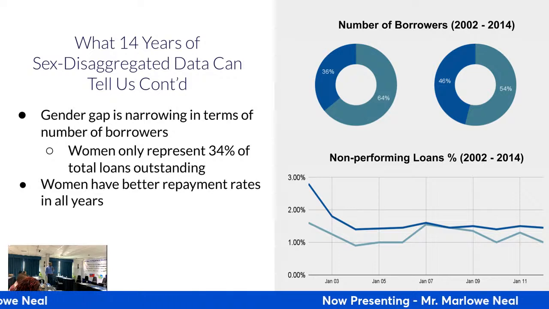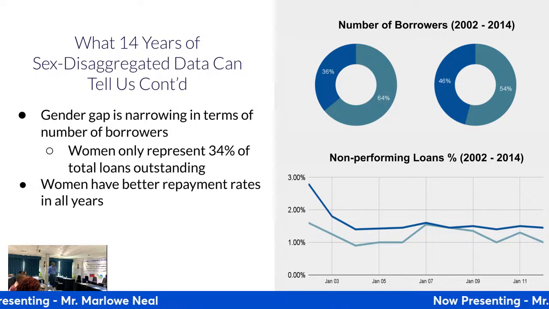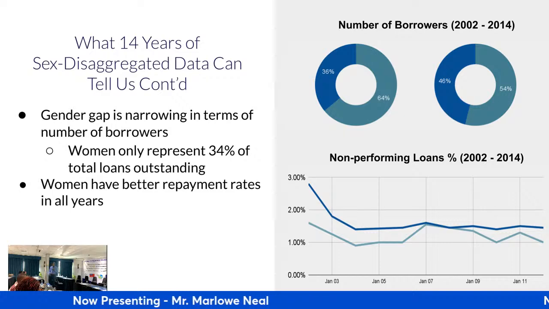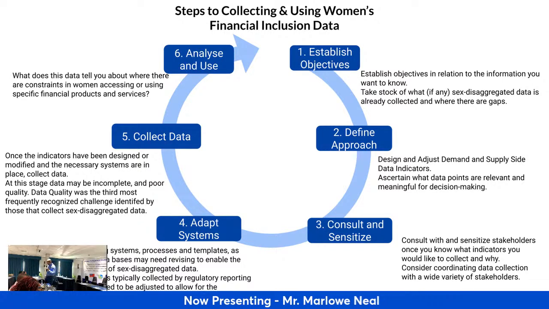So parse through exactly which data points you're aiming to get data on. We need to consult and sensitize. Consult with and sensitize stakeholders once you know what indicators you would like to collect and why. Consider coordinating data collection with a wide variety of stakeholders. Again, we did a strategic management workshop a couple of weeks ago with a ministry with several units, and this is not unique to that particular ministry.